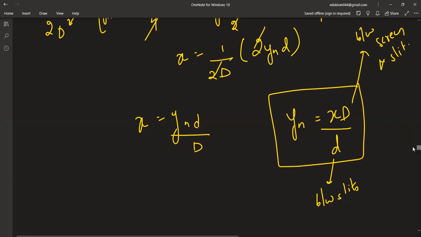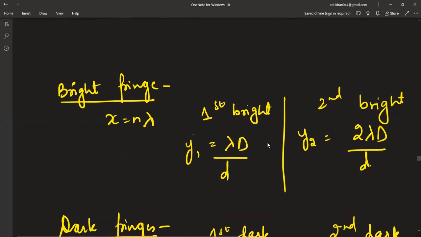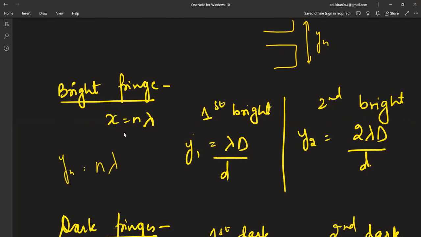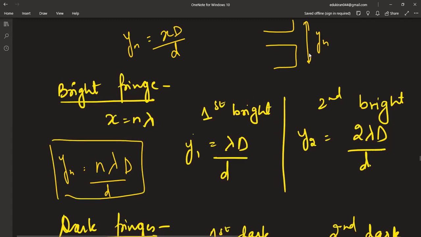See, if I have this equation, if I talk about the bright fringe, first bright fringe means this is dark, then again bright. So yn now, this time n will be 1. So yn will be n lambda because x is n lambda. So yn is x. What was yn? Yn was x capital D by small d. So x is n lambda capital D by small d. This is the equation from the central bright fringe.